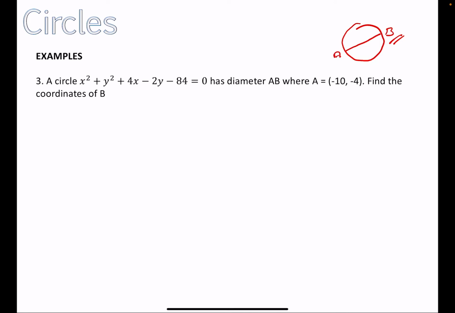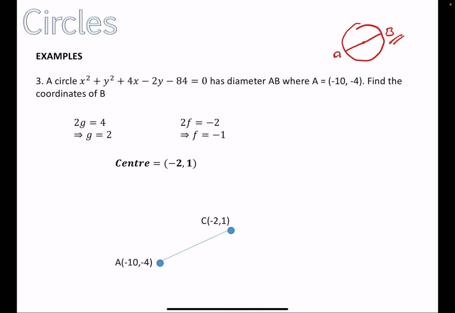But the first thing we're going to do basically is find the center. So because we have the circle equation, we can find the center. So 2g is 4, in which case g is 2. 2f is -2, in which case f is -1. So I can find my center is (-2, 1). Right, I'm drawing a wee picture now.